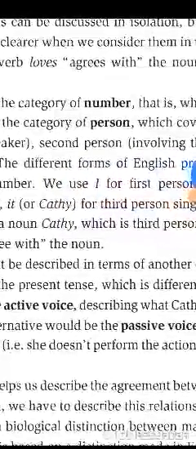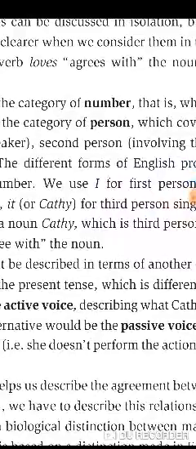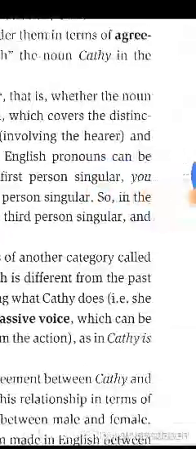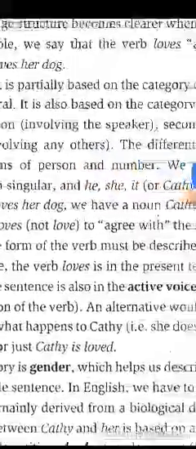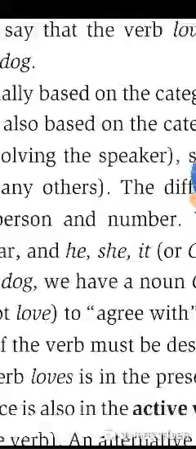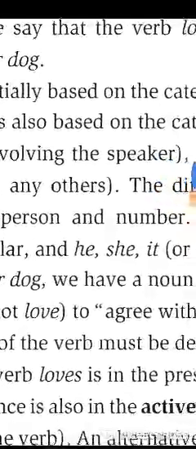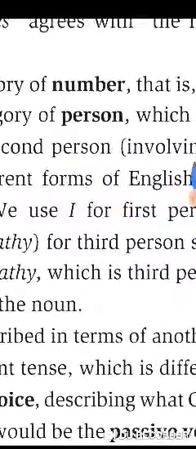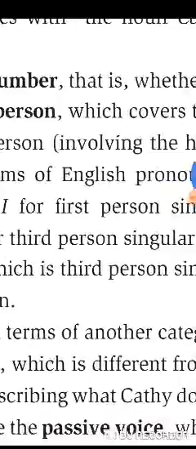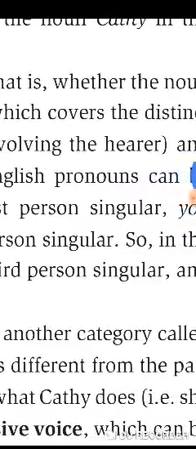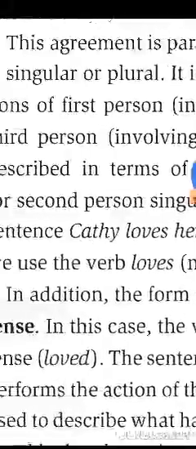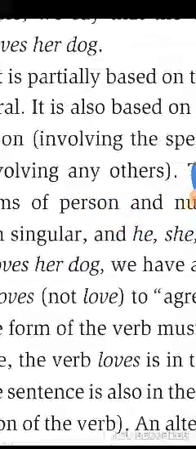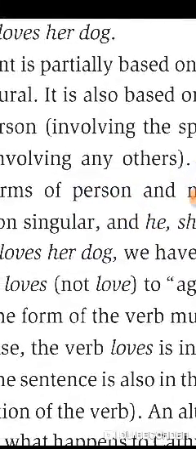Okay, person, it's easy. What does it mean? Person means, well, there are three types of person. Okay, first person involving the speaker. So I is first person. Second person means you in English, okay, involving the hearer. And third person involving any others. Okay, so first person, second person, third person.